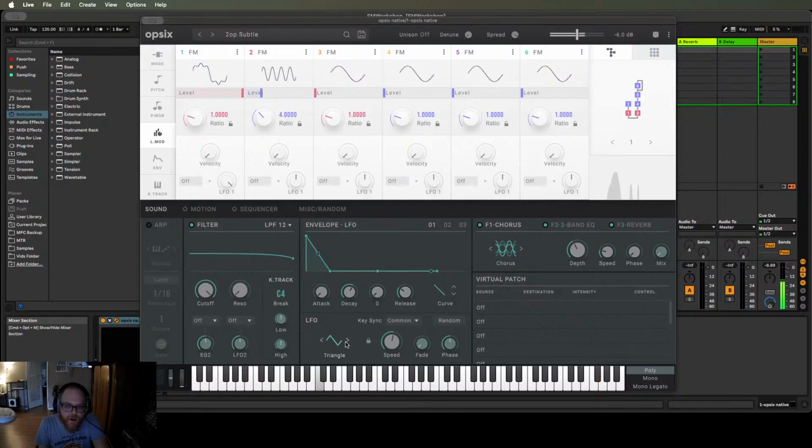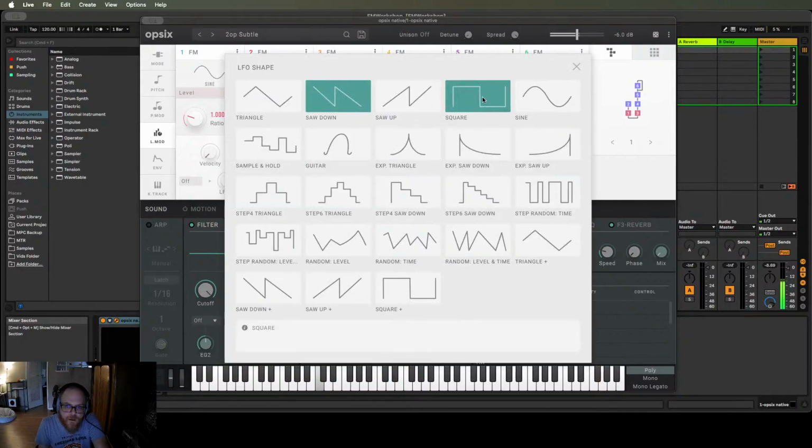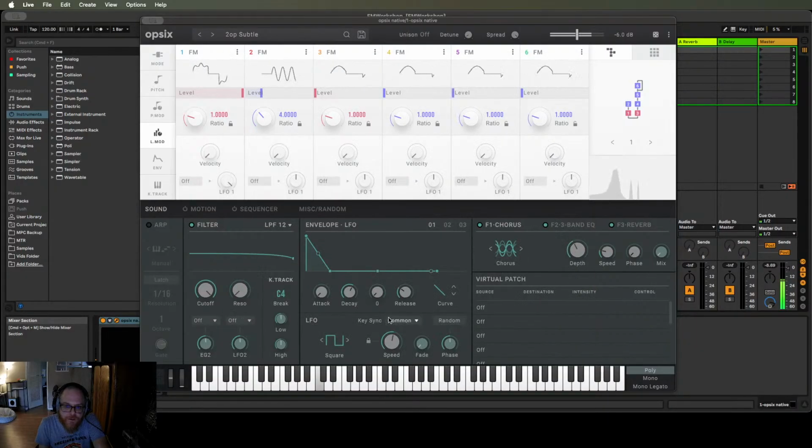Oh, that's the wrong LFO. There we go. There's some tremolo for you. Right? Okay, right. So, sorry, I got a little hypnotized by that, I think.